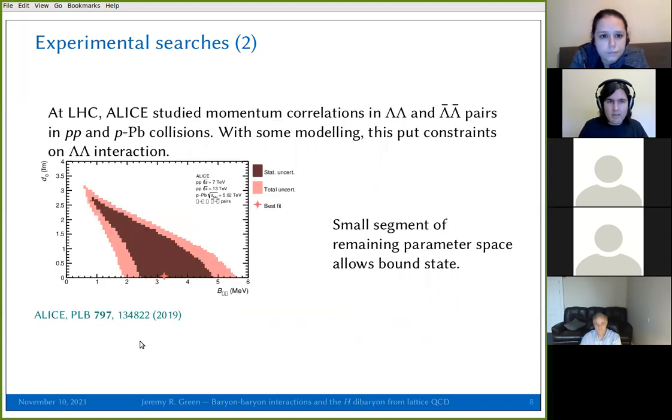More recently, at the LHC, ALICE has been studying baryon-baryon interactions by looking at momentum correlations in particles coming out of their fireballs. There's some modeling required, but they were able to put some constraints on the lambda-lambda interaction. And within the available parameter space, there's still a small segment remaining that allows a bound state. It goes up to 6 MeV, so it's in the same range that's allowed by that previous Nagara event.